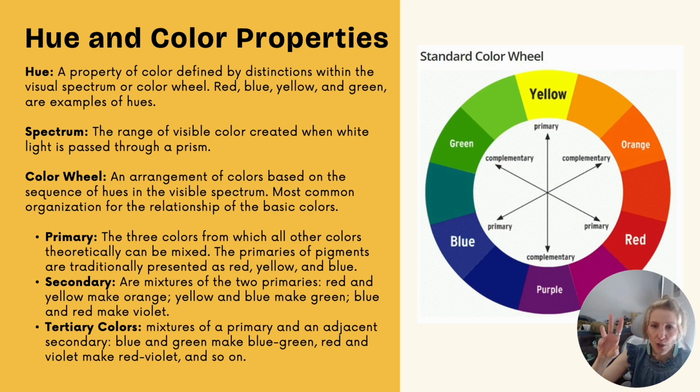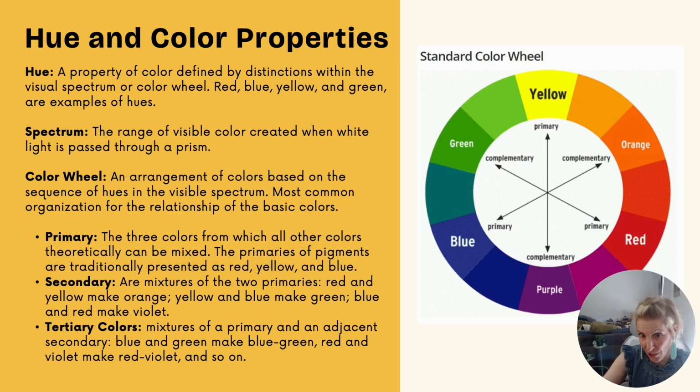And then there's three different ways of discussing colors. There are primary colors, the three colors from which all other colors theoretically can be mixed. These primary pigments are traditionally red, yellow, and blue. Secondary are mixtures of two primaries. So red and yellow make orange, secondary color. Yellow and blue make green, secondary color. And blue and red make violet, secondary color.